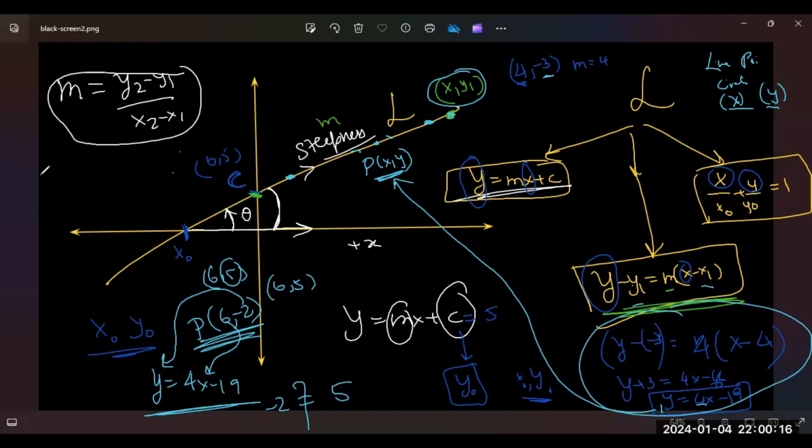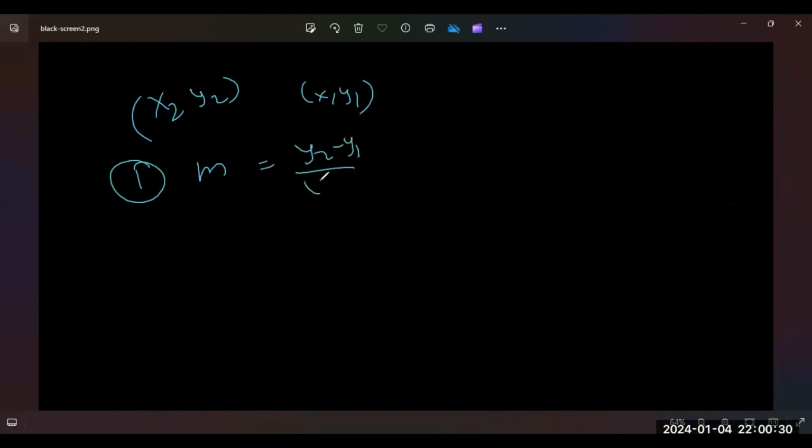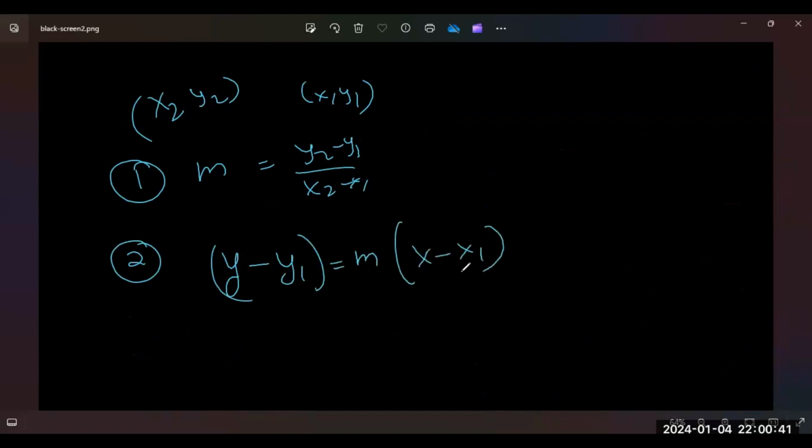So I was saying, what if you're given 2 points? Let's call them x1, y1 and x2, y2. First, what will you do? The first step is to take the slope: y2 minus y1 by x2 minus x1. The second step is to use the one point form: y minus y1 equals m into x minus x1. Got it? Now let's try out one question.